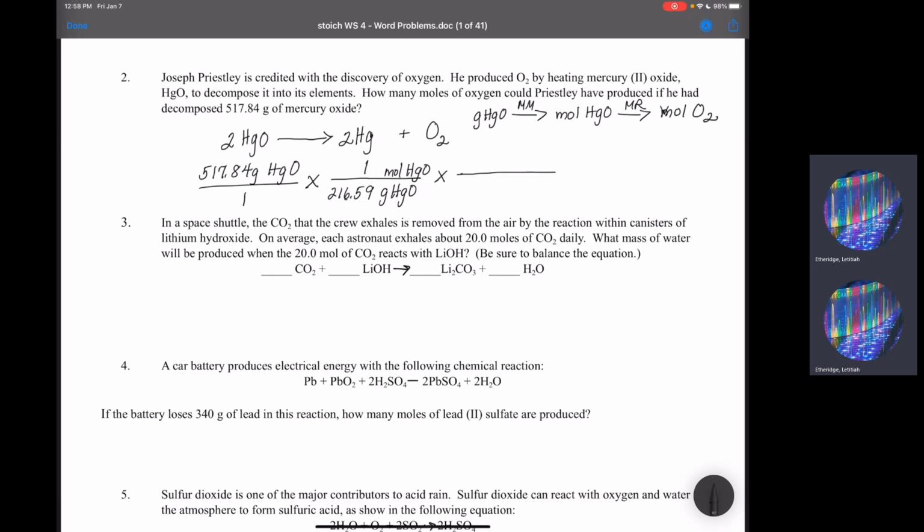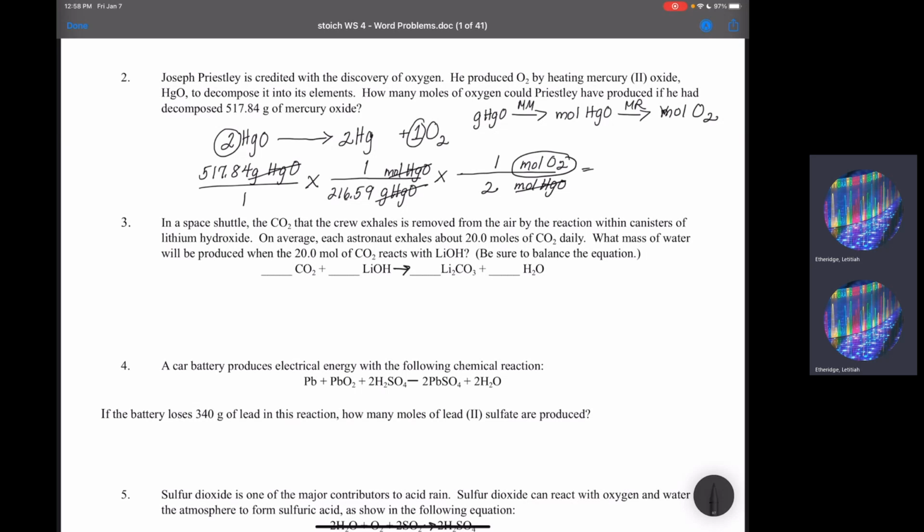And now we need to go from mole of mercury oxide to mole of oxygen. So mole of mercury oxide is in the denominator, mole of oxygen on top. Let's take a look at our balanced equation. Our numbers are, we have a coefficient of 1 for oxygen. We have a coefficient of 2 for mercury oxide. So that is a 1 to 2. Check our units, make sure they've canceled and that we are where we're supposed to be, and we are.